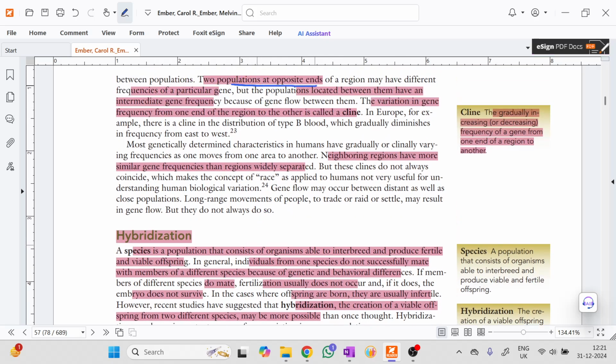So two populations at opposite ends of a region may have different frequencies of a particular gene, but the populations located between them will have intermediate or diluted gene frequency. So it is this variation in frequency from one end of a region to another that is known as a cline, which is also a result of frequent intermixing with both populations.